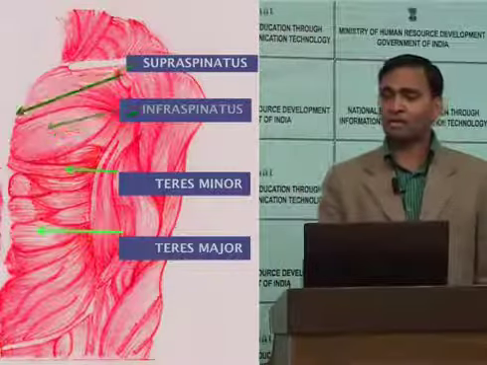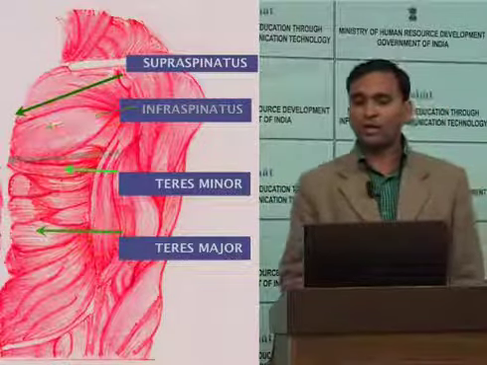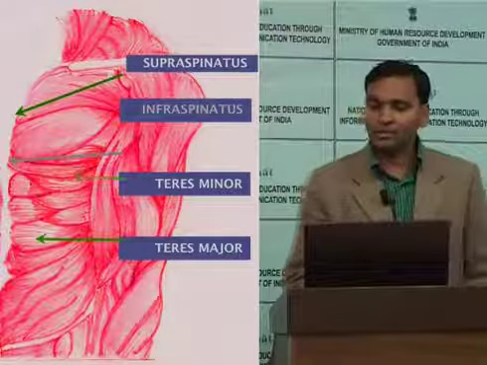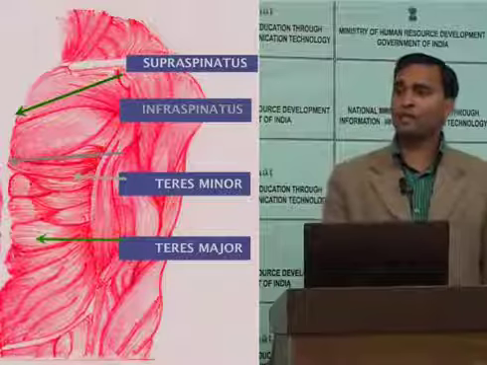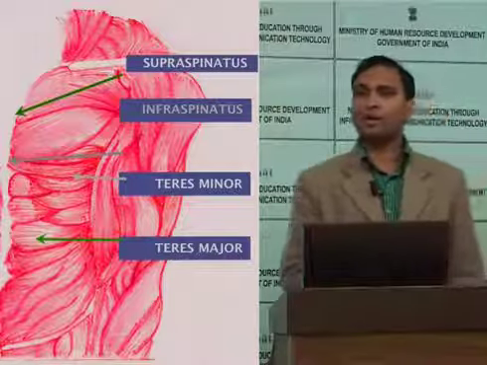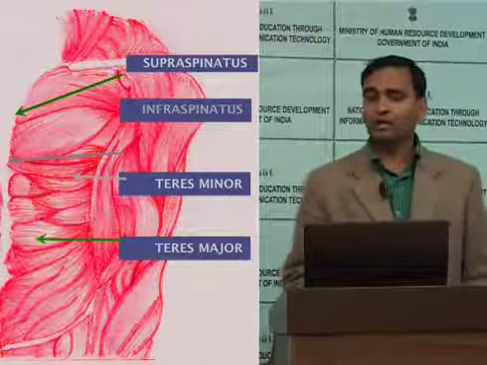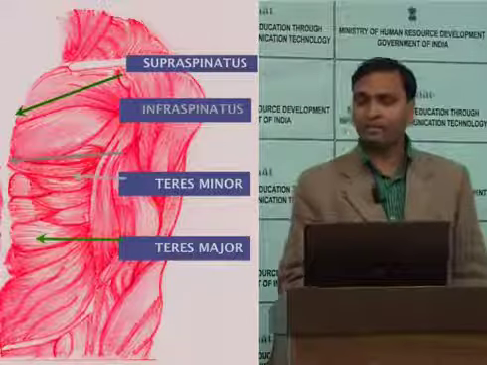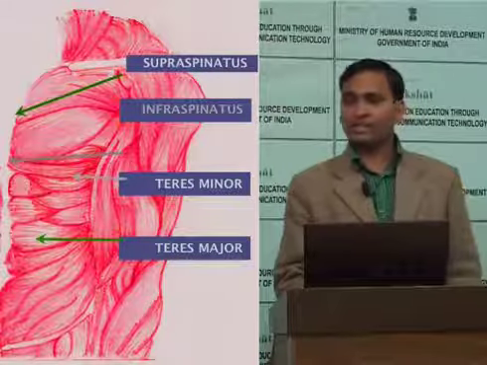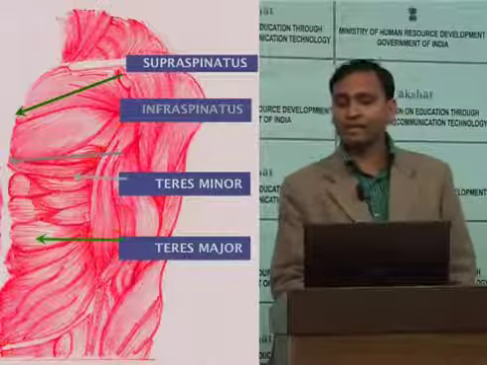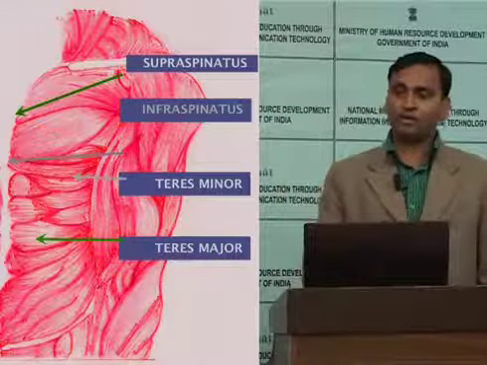Supraspinatus, infraspinatus, teres major and teres minor muscle. So the posterior group of shoulder muscles are mainly four muscles. They are namely supraspinatus, infraspinatus, teres minor and teres major. First I would like to discuss the supraspinatus muscle.